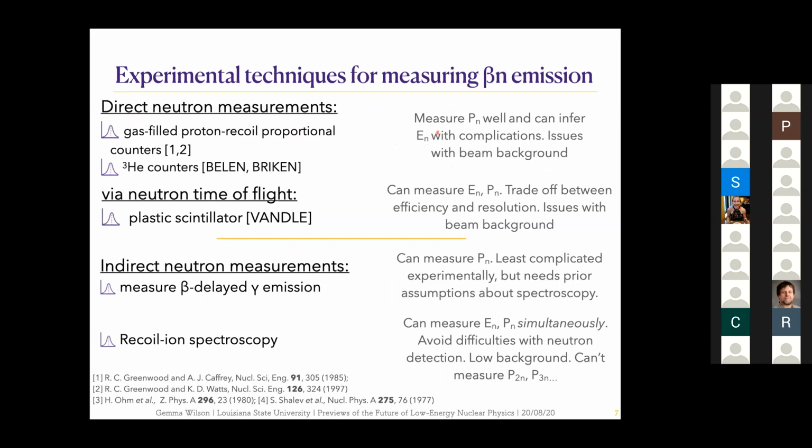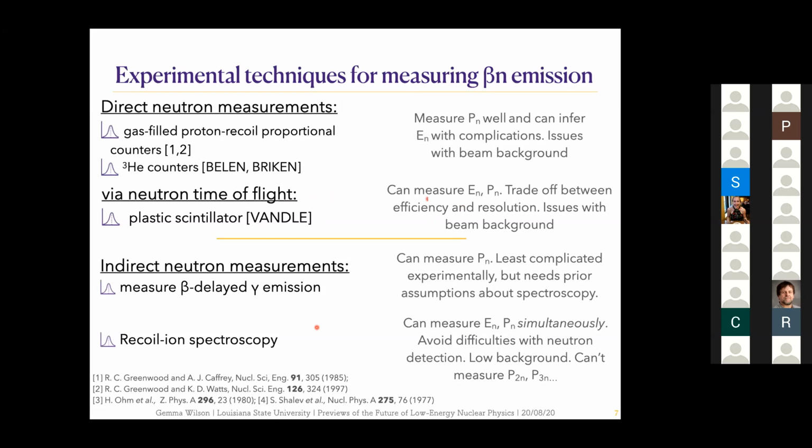If you're using intense beams, it can have problems with beam-induced background and neutron scattering. There's also a lot of work on novel scintillators that is happening right now, and scintillators like CLYC, which have advantages for measuring neutron energy, but they can be worse off in efficiencies. Neutron time of flight detectors are also very popular. For example, VANDLE can measure neutron energy in Pn, but there is a trade-off between efficiency and resolution. And again, it can have issues with beam backgrounds.